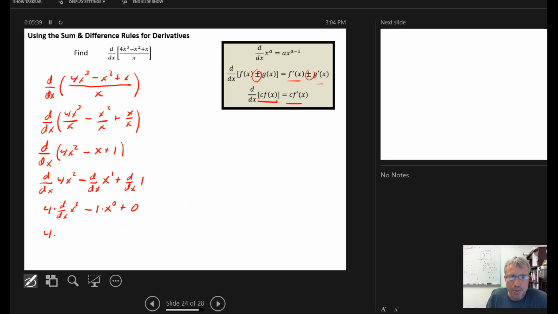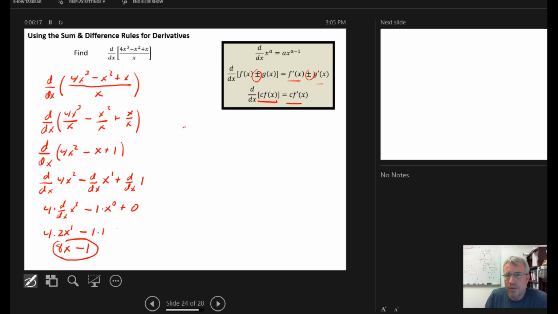4 times, take the derivative of x squared. It's in the x to the a form, so bring the 2 down in front into the coefficient position. X to the, decrease the exponent 2 by 1. 2 minus 1 is 1. Minus 1 times x to the 0 is 1. When we raise things to the 0th power, we get 1 in general. Plus 0 is not going to do anything for us. 4 times 2 is 8. X to the 1, we'll just write as an x, and this is minus 1 times 1 is minus 1. So there's our derivative.